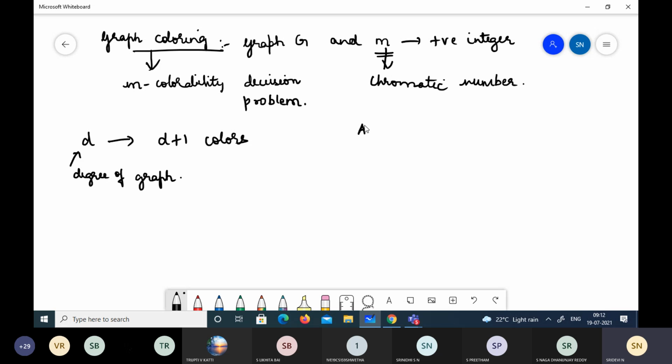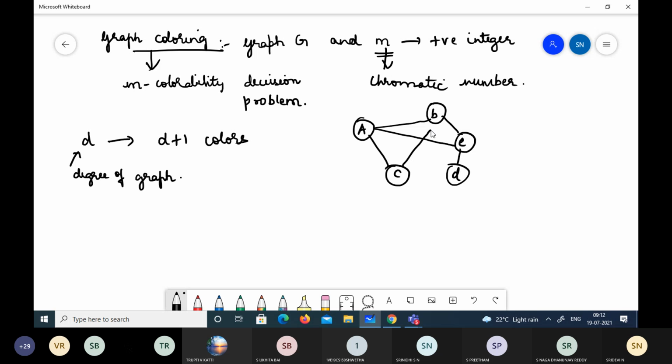If you have a graph like this, with vertices A, B, C, D, E, connected in this way, what is the degree of this graph G? It is equal to the degree of the vertex. The highest degree of a vertex is nothing but the degree of the graph. If you observe this graph, what is the highest degree of any particular vertex here? It is 3, isn't it? So 3 is the degree of this graph.